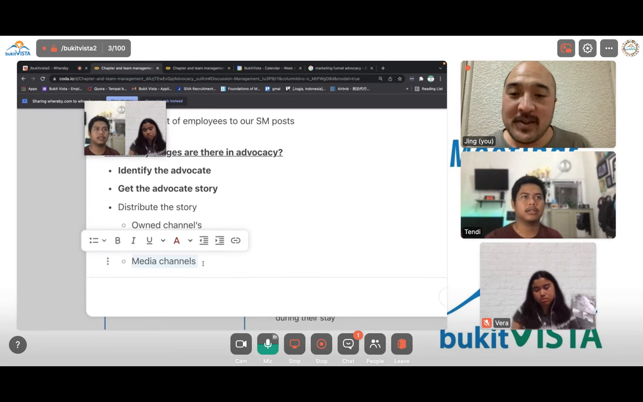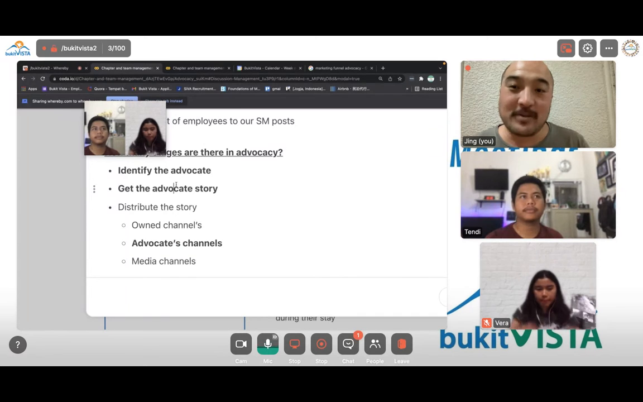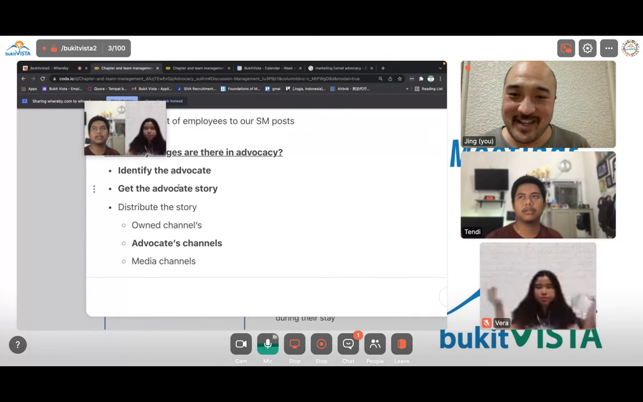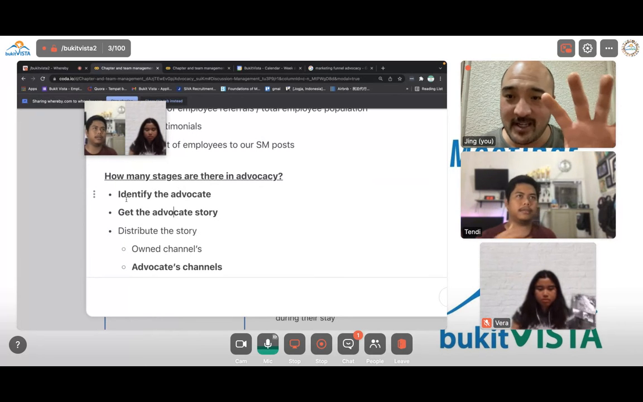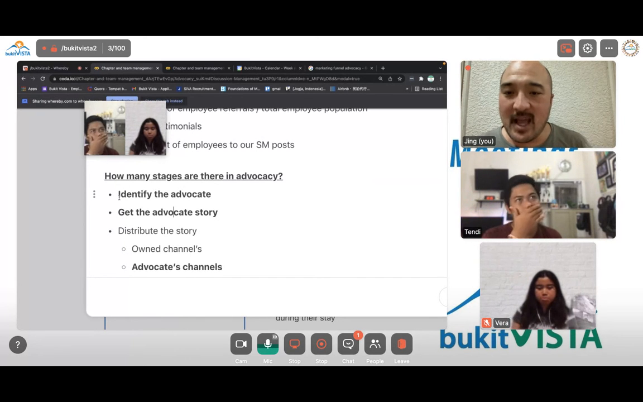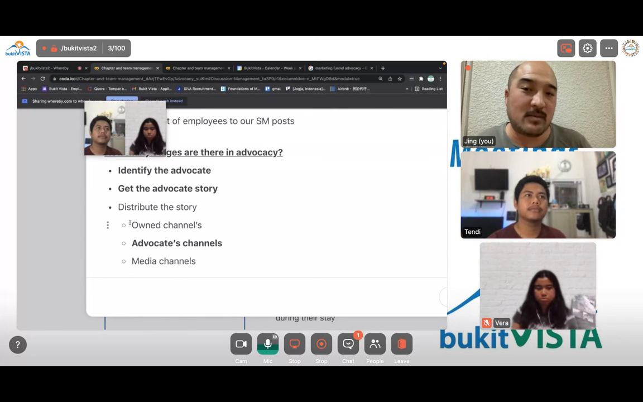Ah, okay. So that's, I think, the optimization now of the stages in advocacy. Just like the same thing that we did for persuasion and negotiation, Tendi, where there are five stages, advocacy is three stages. If you do all three stages, then you get the maximum effect.